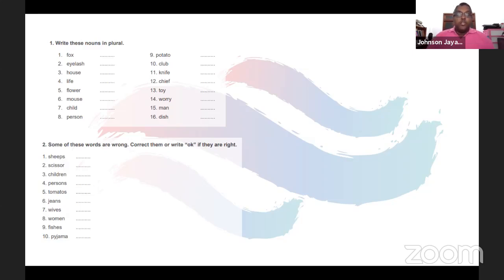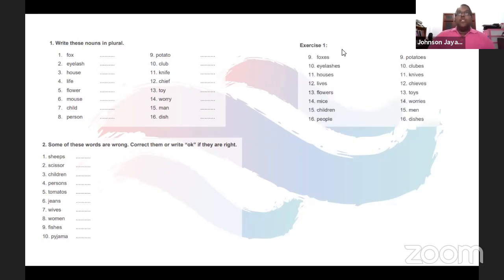Right, okay, let's quickly just look at the answers. We're a little pressed for time because I have a little bit more to cover. Right, so exercise 1, these are the answers here. So foxes, eyelashes, houses, lives, flowers, mice, children, people. Plural of person is actually people. Potatoes, clubs. Not es, it should be actually s, just clubs.